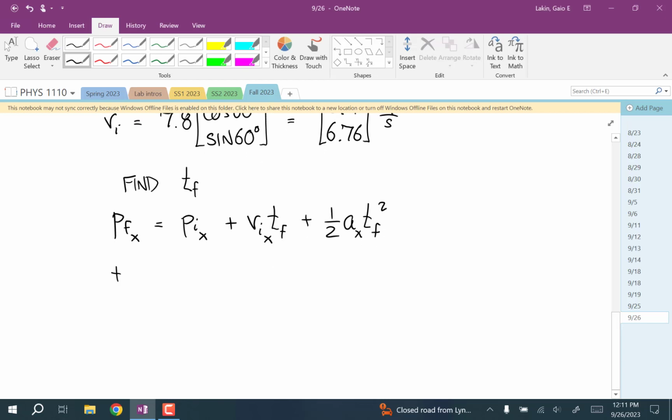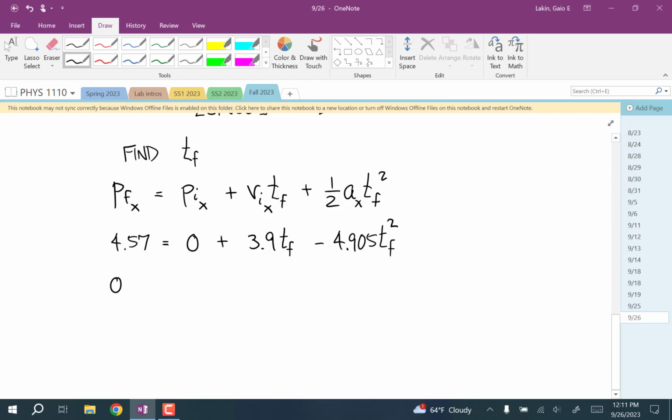So 4.57 is equal to 0 plus 3.9 TF minus 4.905 TF squared. And so you can set this up as 0 is equal to negative 4.57 plus 3.9 TF minus 4.905 TF squared. And this is your A.